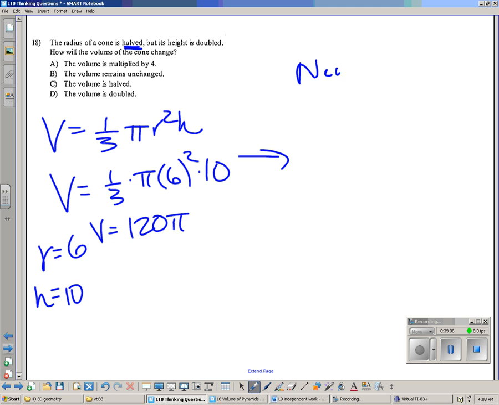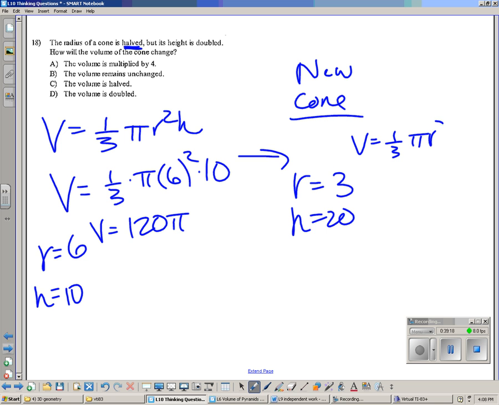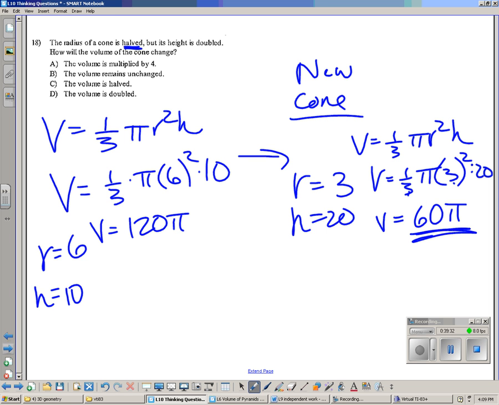Now they want us to halve the radius. So new cone. Halve the radius. So the radius becomes 3, but double the height. So the height becomes 20. The volume is still 1/3 pi r squared H. Volume is 1/3 pi times the radius, which is 3, squared times the height, which is 20. 3 squared is 9, divided by 3 is 3. 3 times 20 is 60. So if you notice, here's the volume new, here's the volume of the old. The volume of the new is half of the volume of the old. So the volume is half, choice C.